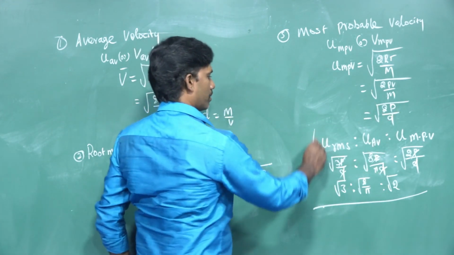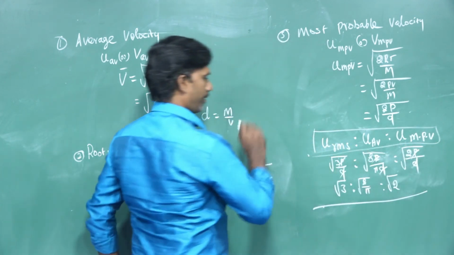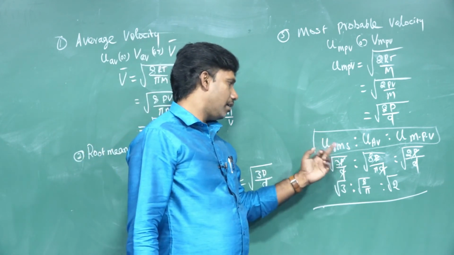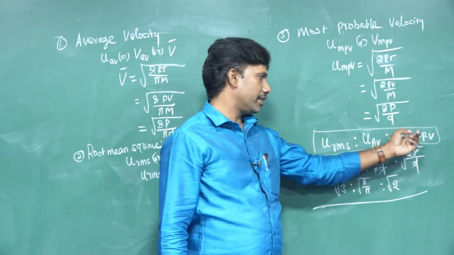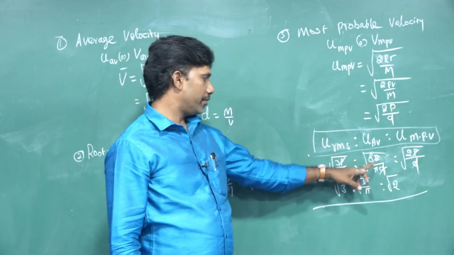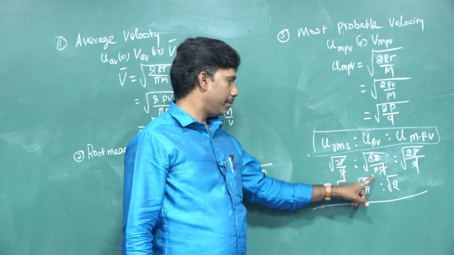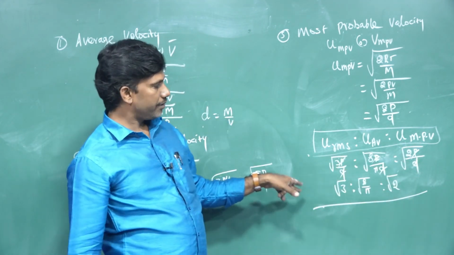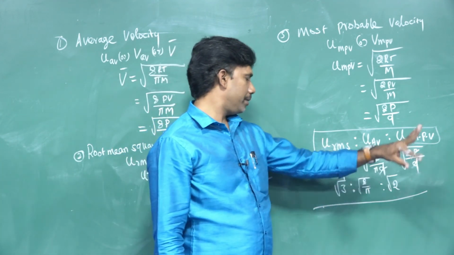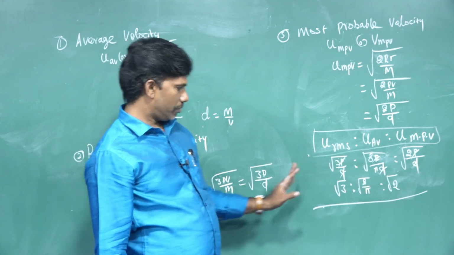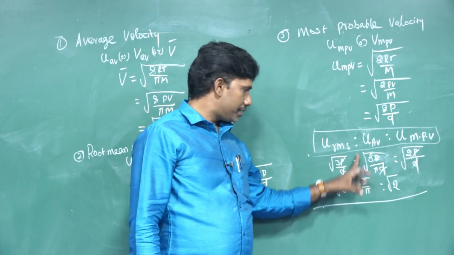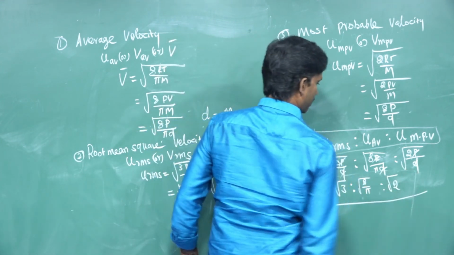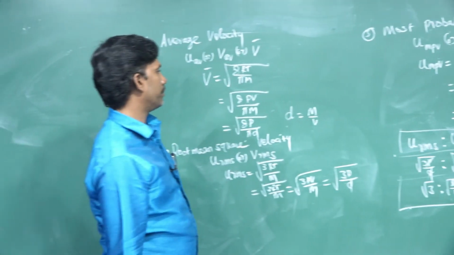So comparing these three velocities, the root mean square velocity, average velocity and most probable velocity, you get the final data: root of 3P by D, root of 8P by pi D, root of 2P by D. In all cases you have P by D in common, so you take it out and cancel it. The remaining factor is root 3 is to root of 8 by pi, is to root 2. This is the comparison. These are asked as questions in NEET as well as in the state board.